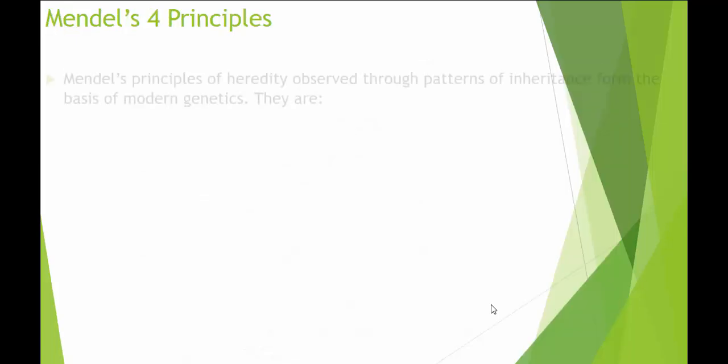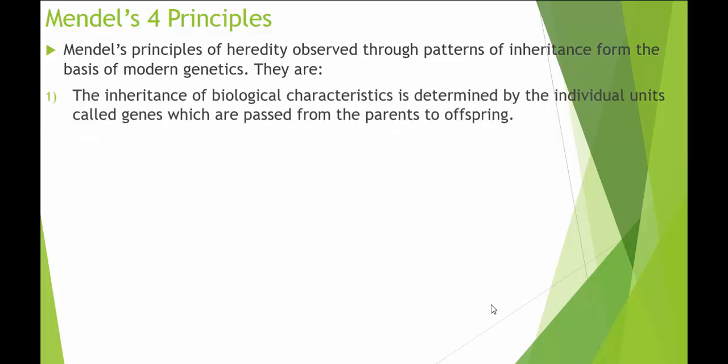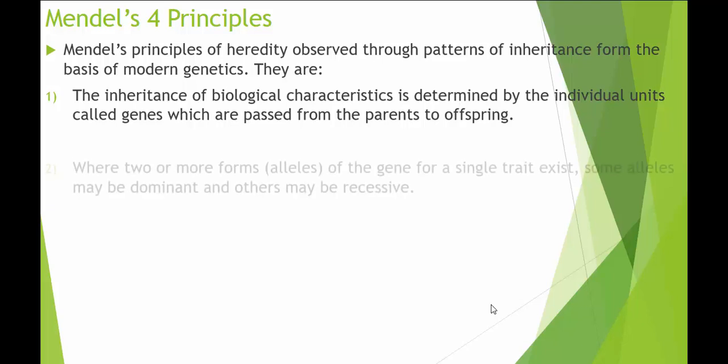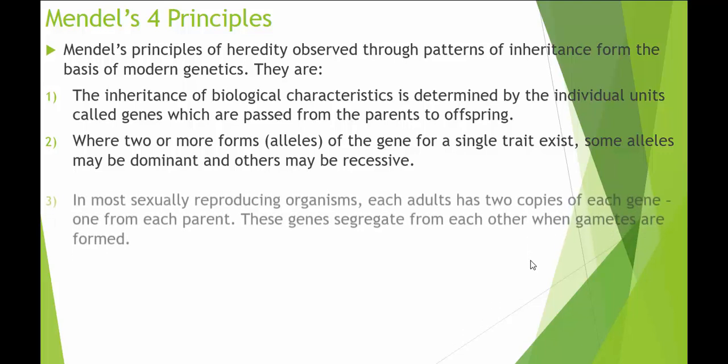All right, so Mendel's 4 principles. Mendel's principles of heredity, observed through patterns of inheritance, form the basis of modern genetics, and they are this. The first one is the inheritance of biological characteristics is determined by individual units called genes, which are passed from the parents to the offspring. The second is where 2 or more forms or alleles of the gene for a single trait exist, some alleles may be dominant and others may be recessive. That means talking about the capital and lowercase letters.